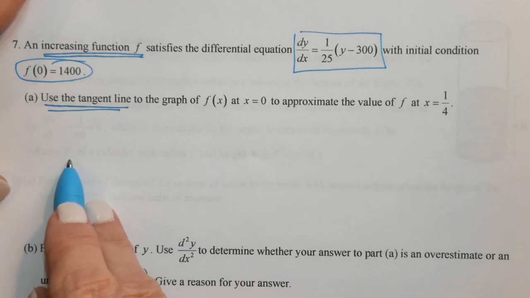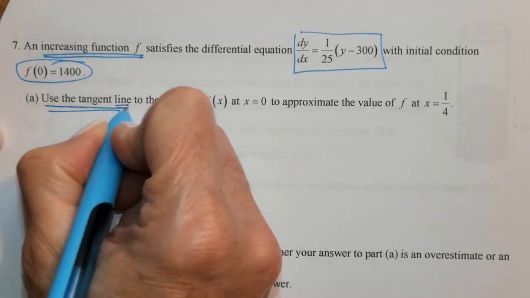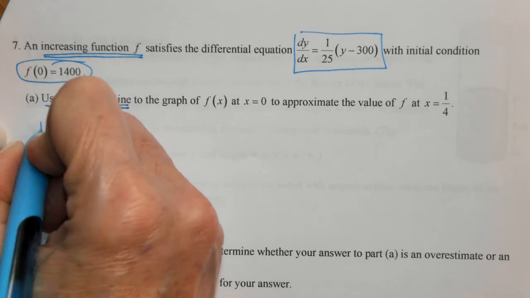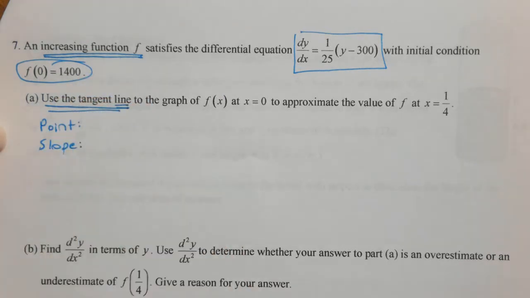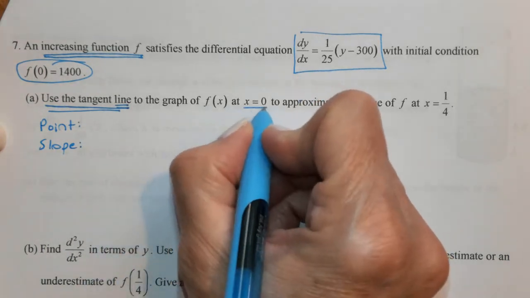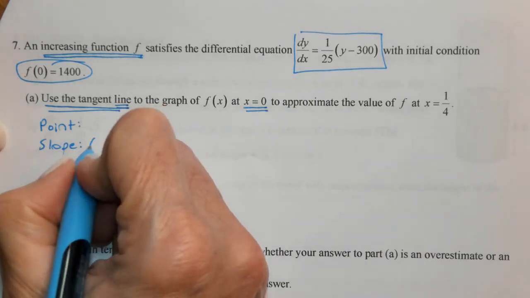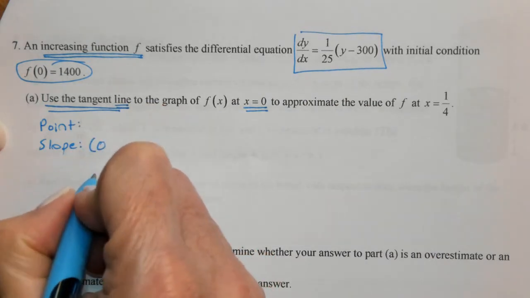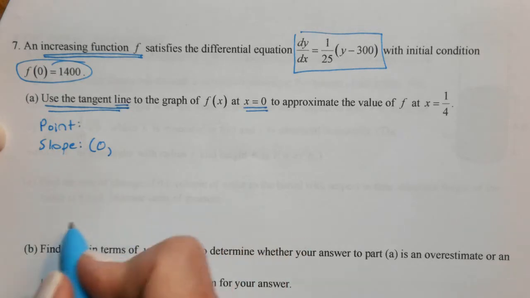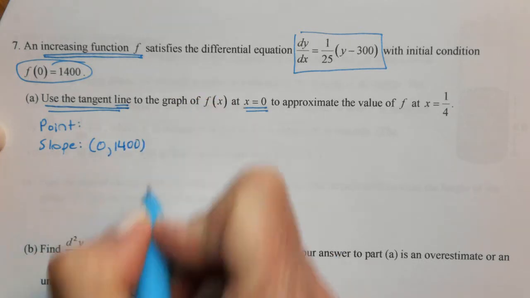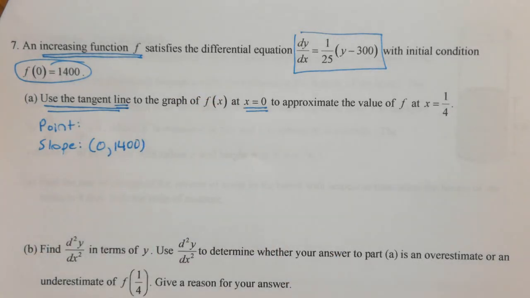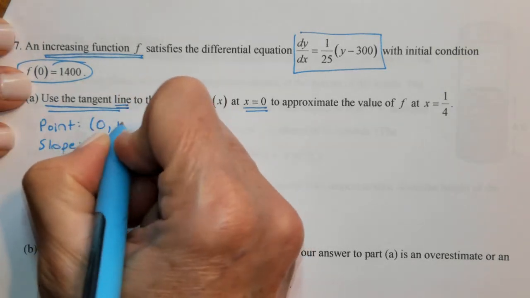All right? Well, writing the equation of any line means we need a point and we need a slope. Well, the point they gave us was when x was 0. What's the y value when x is 0? Well, they gave it to us. It's 1400. So essentially they gave us the point. I don't know why I wrote it down there with slope.